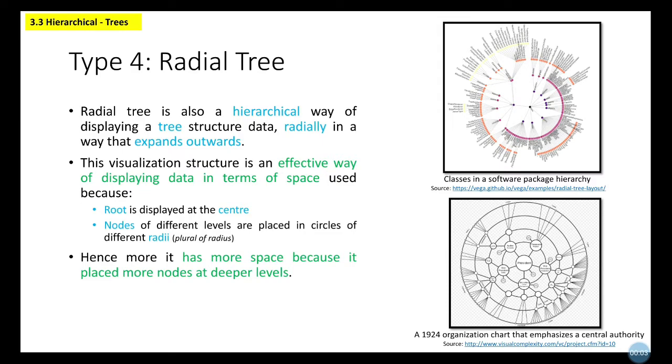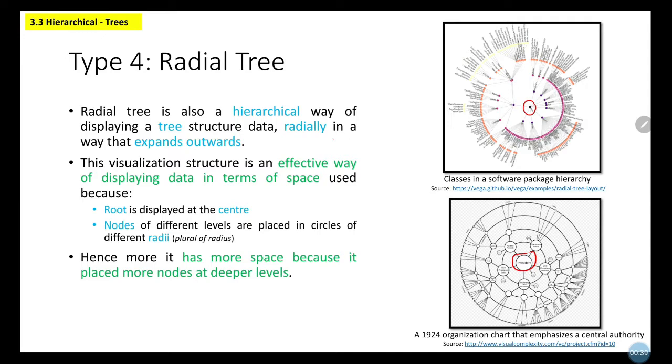And the fourth type of the hierarchical tree diagrams is radial tree. Radial tree is also a hierarchical way of displaying tree structure data, but in a radial way, in a way that expands outwards. This visualization structure is an effective way of displaying data in terms of space used because the root is displayed at the center.